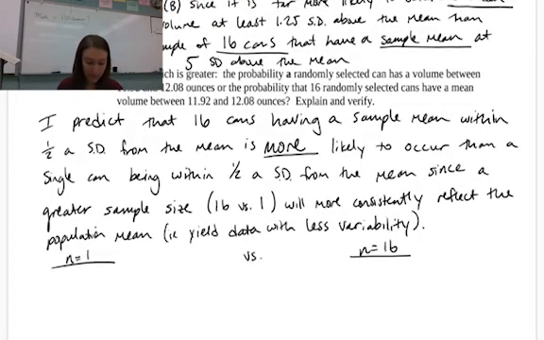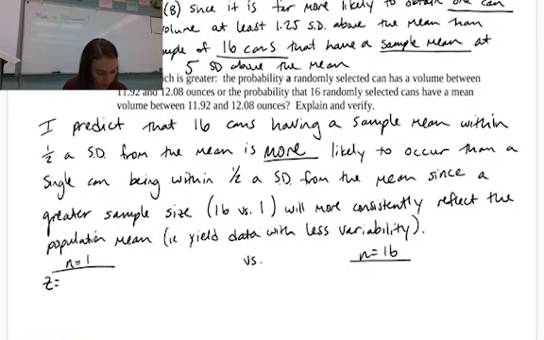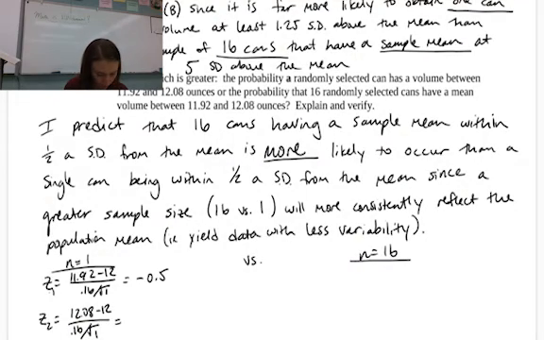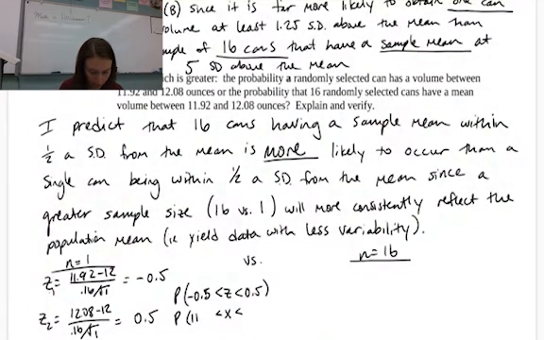Now, let's verify. It said explain and verify. So my z-score would be 11.92 minus 12 divided by 0.16 over the square root of 1. And this is negative 0.5. My z-score, so this was for 11.92. So z sub 1, z sub 2 would be 12.08 minus 12 divided by 0.16 over the square root of 1. And that equals 0.5. And then here, so I'm within half a standard deviation above and below. And I can find the probability if I'd like, the probability that my z-score is between those two things, or you can write the probability that x is between 11.92 and 12.08.